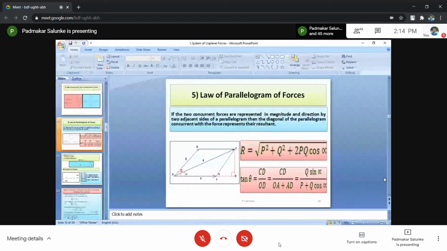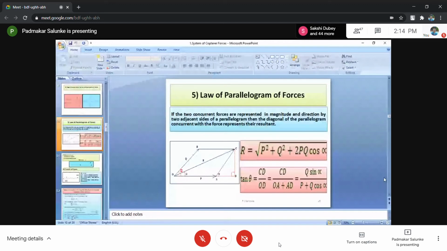And then finally, OCD you have to consider as a right angle triangle, and by Pythagoras theorem simply you have to find the length of the hypotenuse, and that length comes as R equals square root of P square plus Q square plus 2PQ cos alpha. And whenever you are finding the magnitude of the resultant, its direction is also very important.